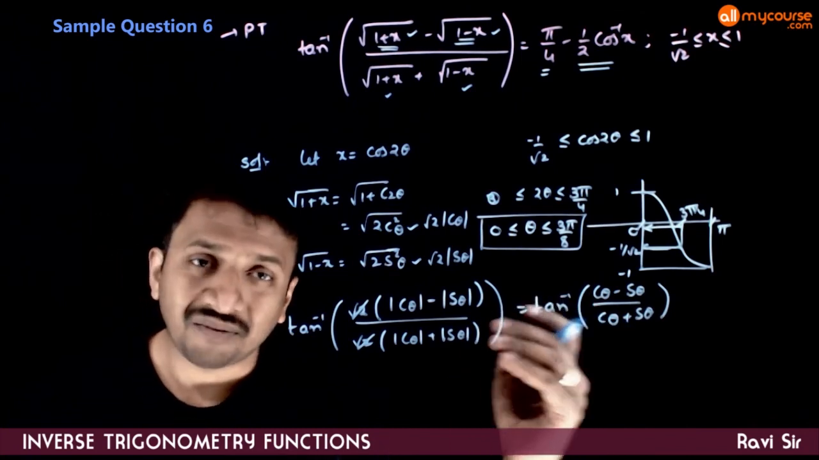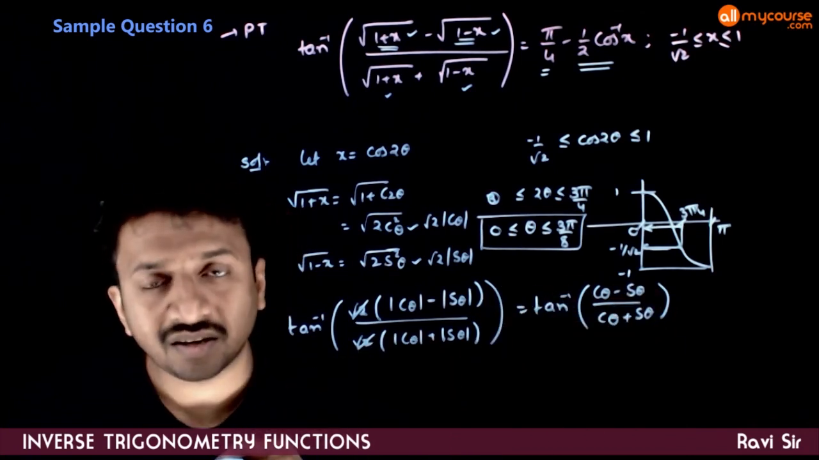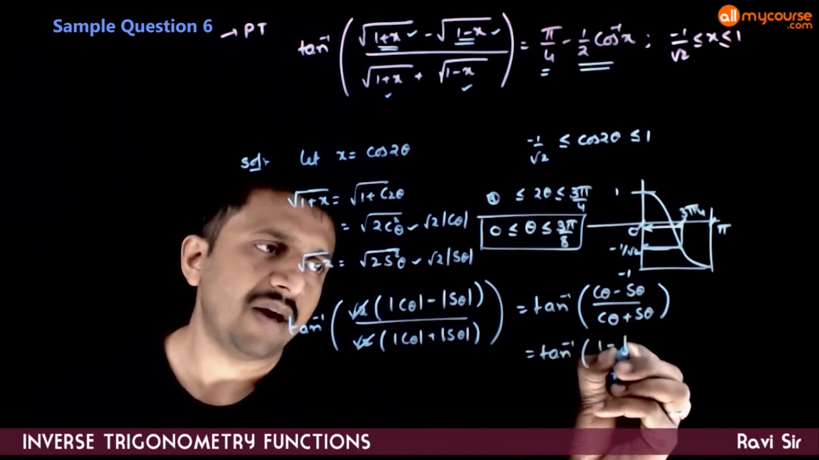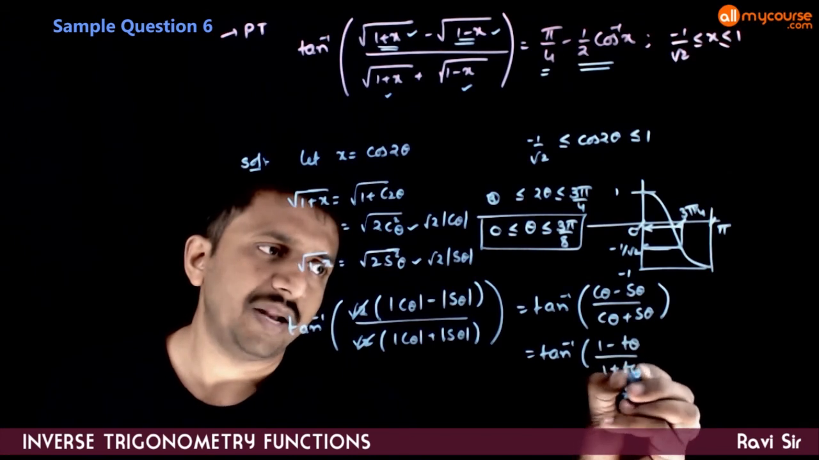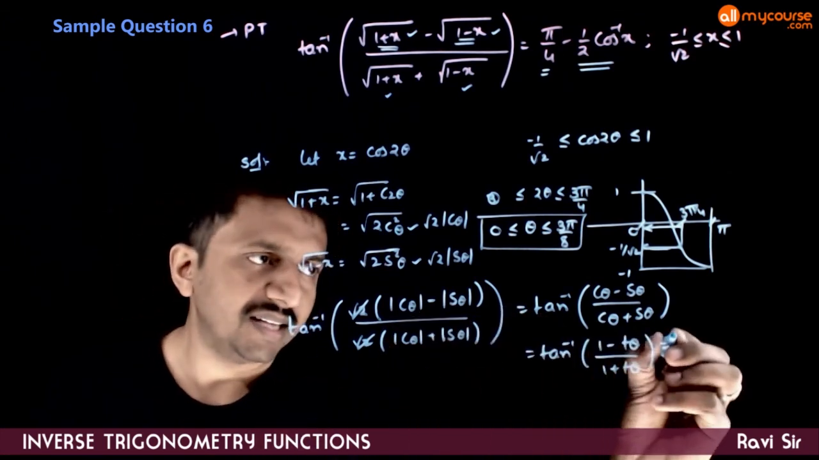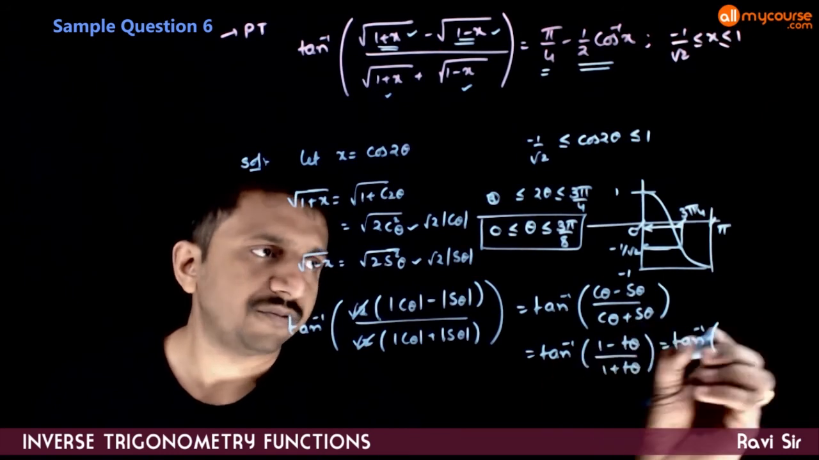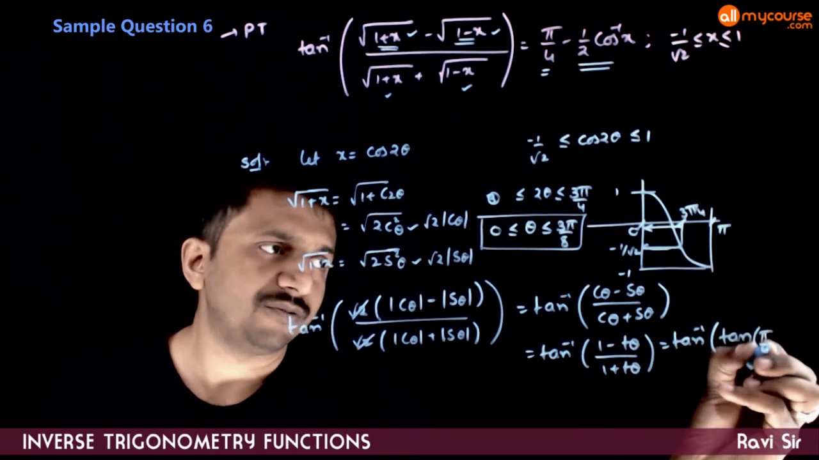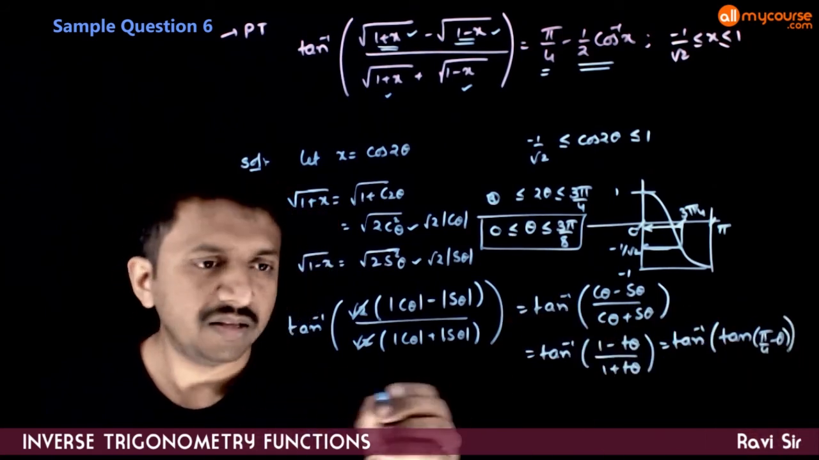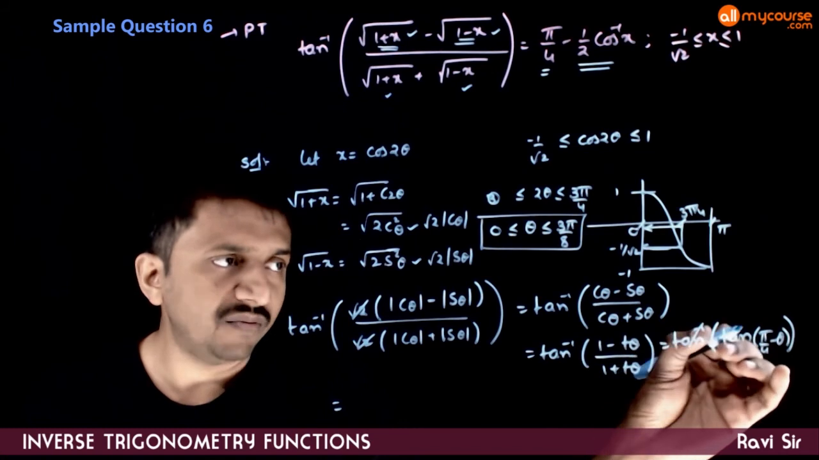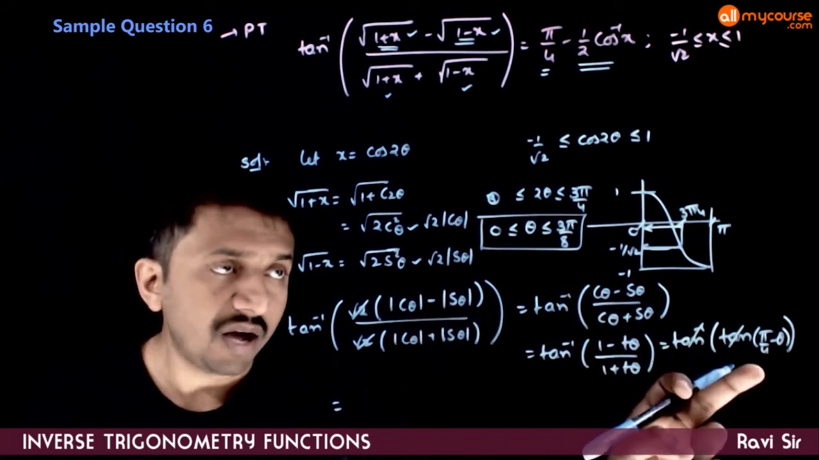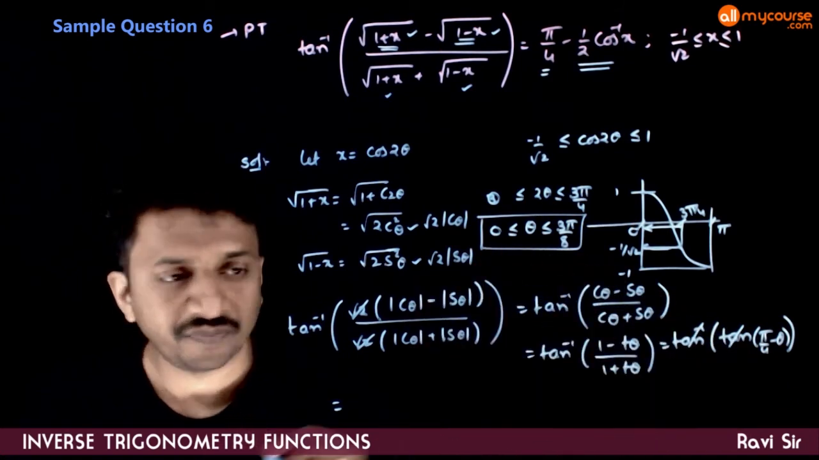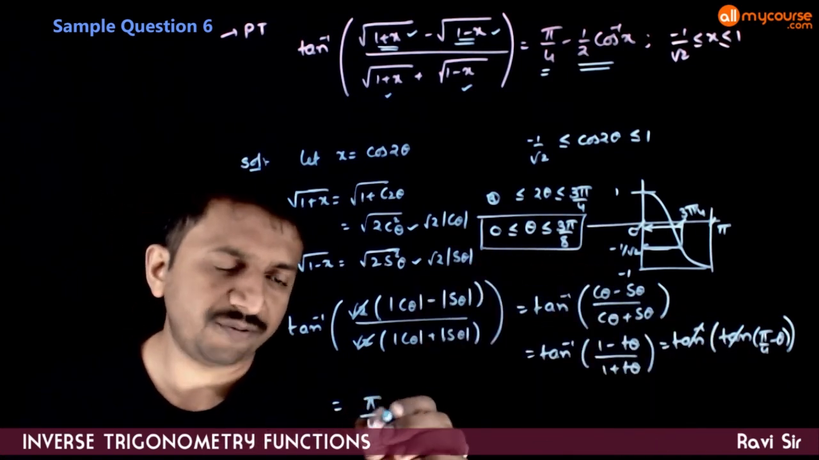So if you divide the whole expression with cos theta, you get tan inverse of 1 minus tan theta by 1 plus tan theta. That is tan inverse of 1 minus tan theta by 1 plus tan theta is tan of pi by 4 minus theta, which is equal to, so tan inverse and tan are getting cancelled because pi by 4 minus theta is within the range of tan inverse. So the answer is pi by 4 minus theta.